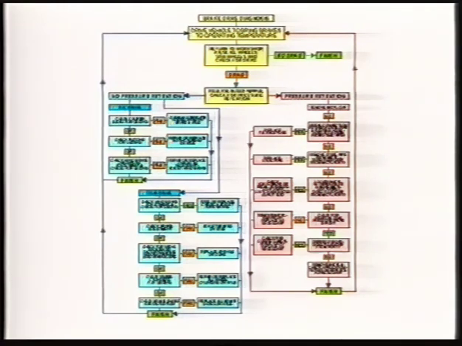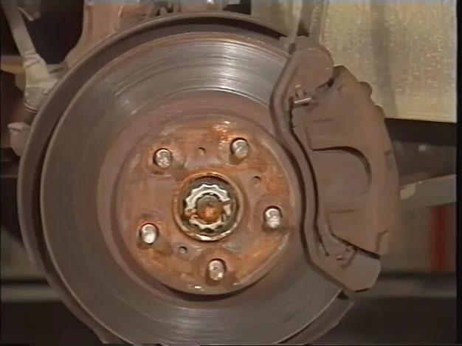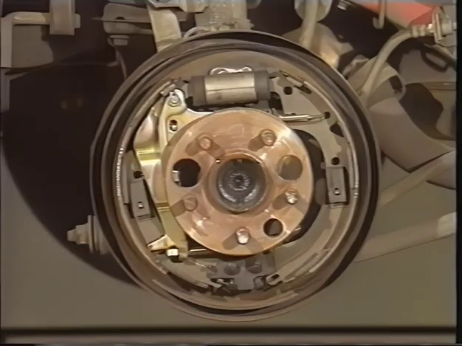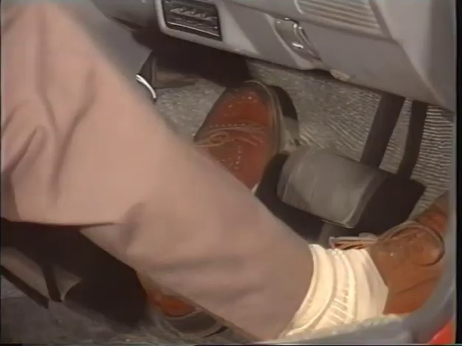Finally, the chart suggests the checking of the brake shoes for distortion. Whilst this is not a common problem, instances still occur, especially if the brakes have been subjected to abnormally hard use. If distortion is suspected, accurate checking will require removal of the shoes from the backing plate.